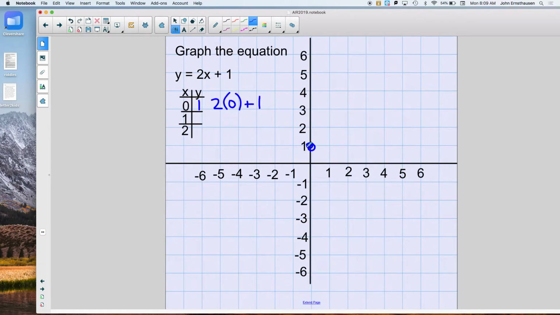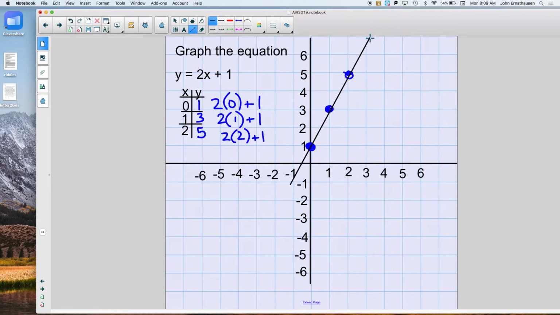And so you put a dot at 0, 1. If you put in 1 for x, y is 3. So we have a point at 1, 3. If you put in 2 for x, y is 5. So we have a point at 2, 5. I don't know if you remember this, but it should make a straight line if you did it correctly.